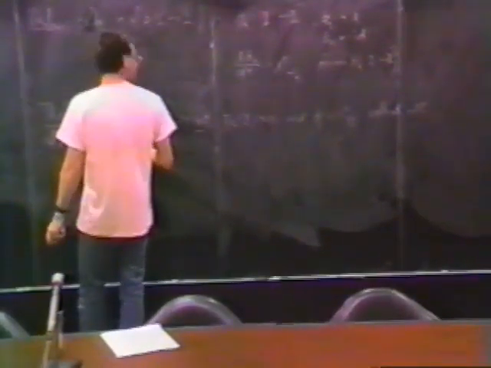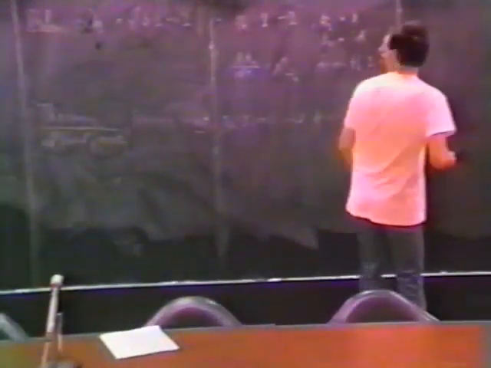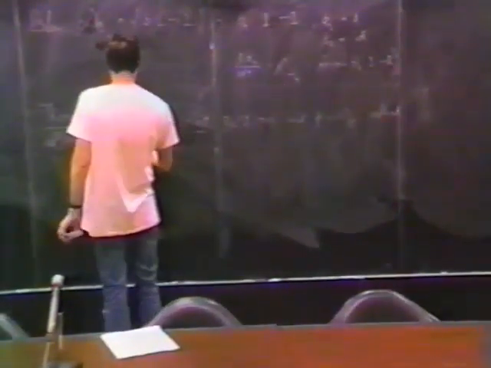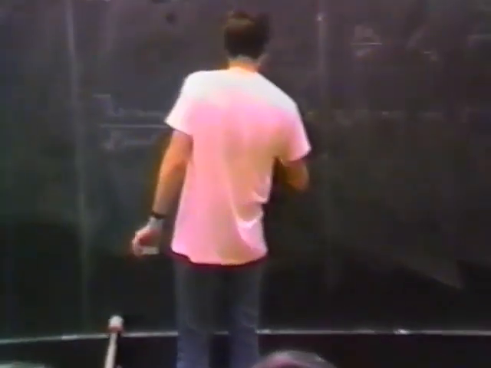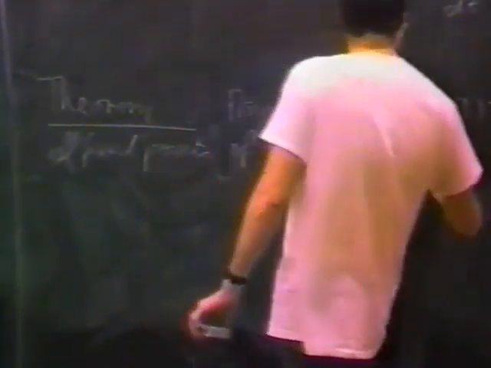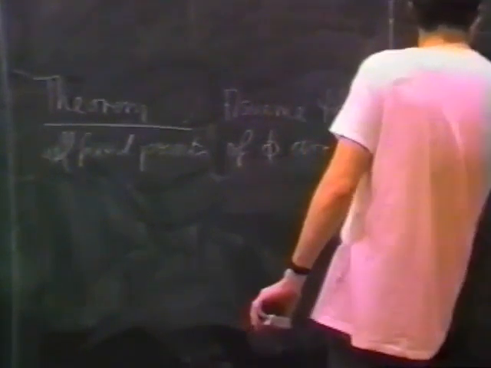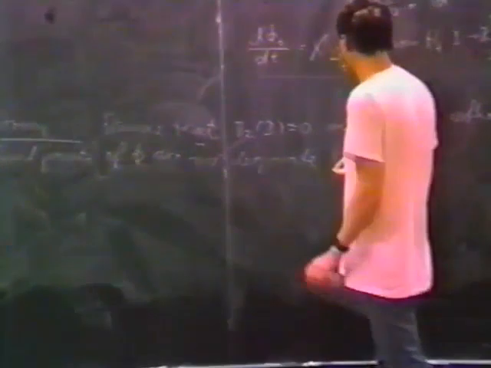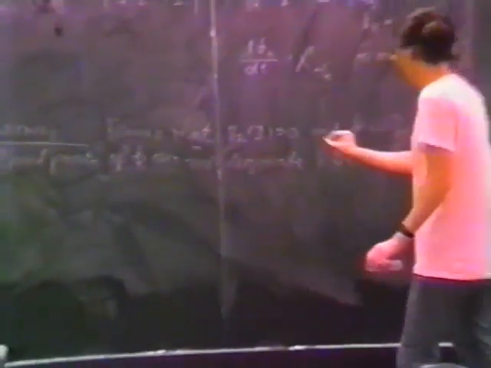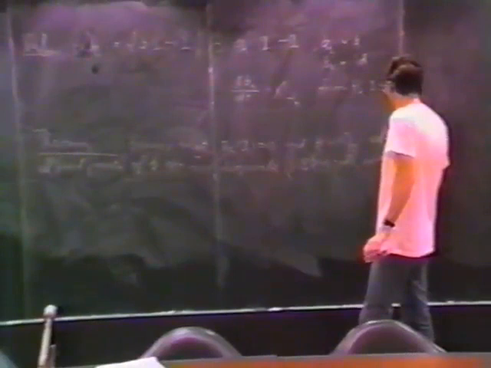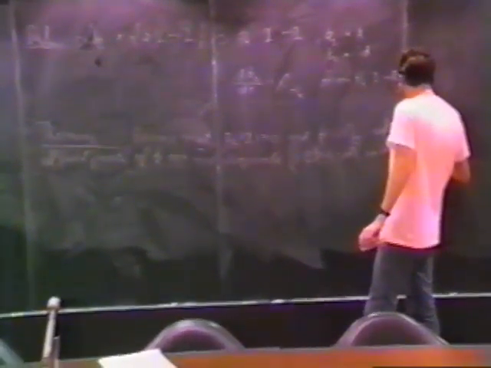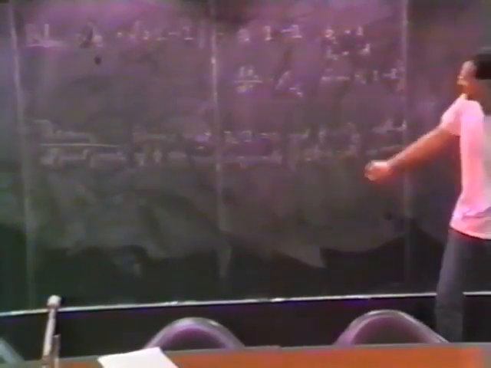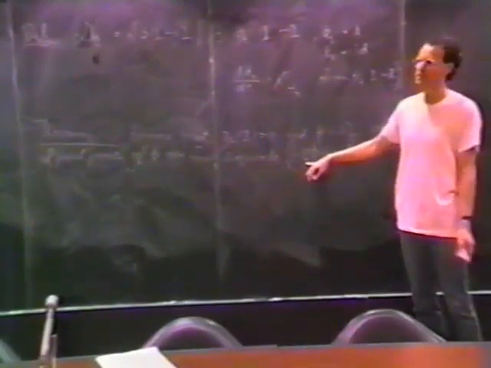So that all fixed points of phi are non-degenerate. Of course, non-degenerate here means that the linearization of phi at x minus the identity has no kernel, so that this is an isomorphism. Or in other words, the linearization does not have an eigenvalue equal to 1.